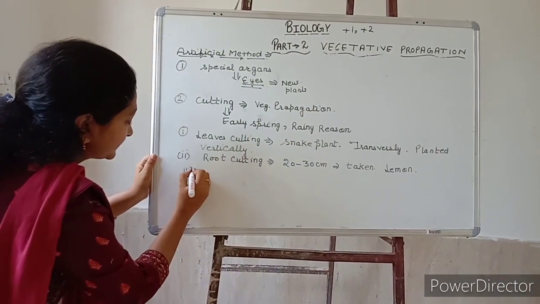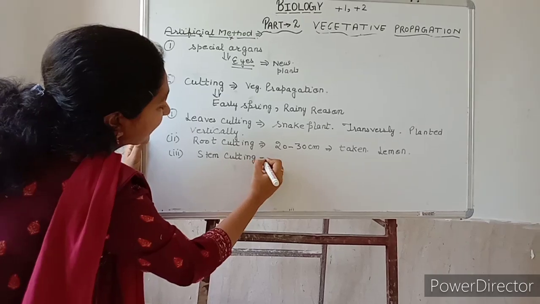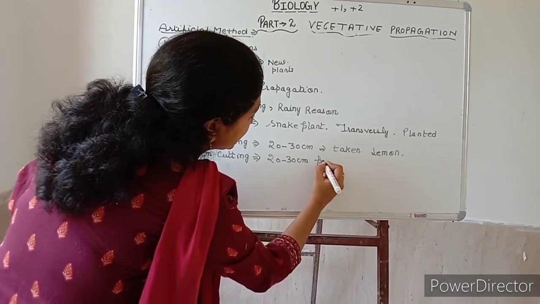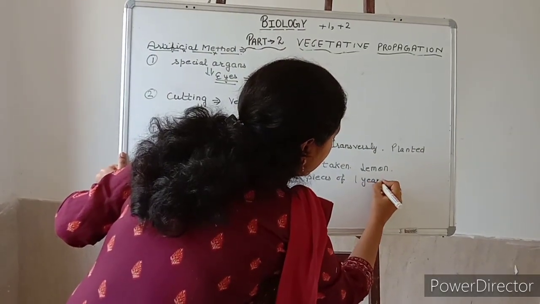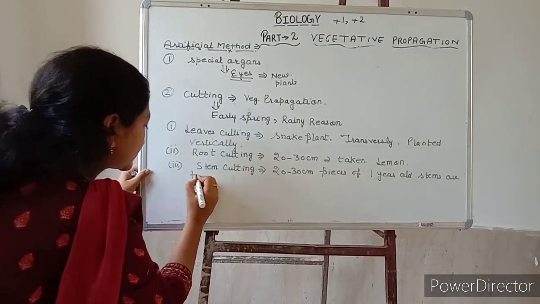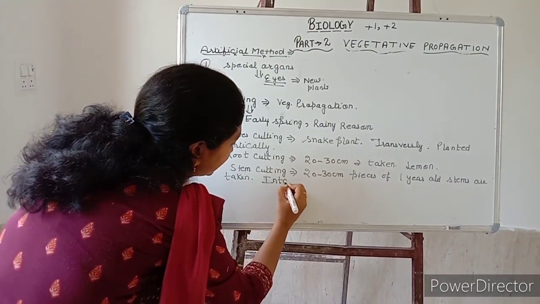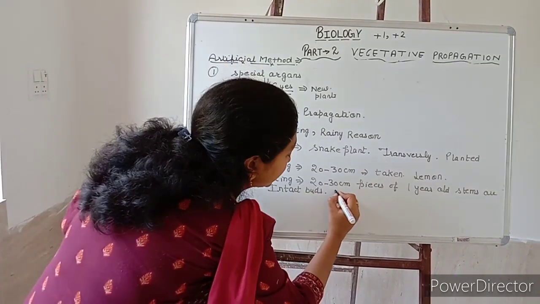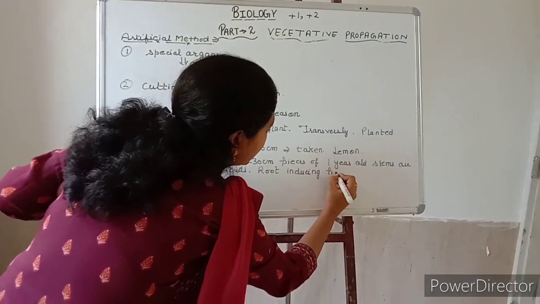Third one, stem cutting. This is the most common type of cutting, in which 20 to 30 centimeter pieces of 1-year-old stems are taken, but they must have intact buds. Root inducing hormones are given.